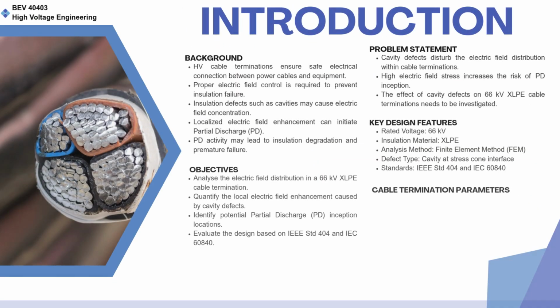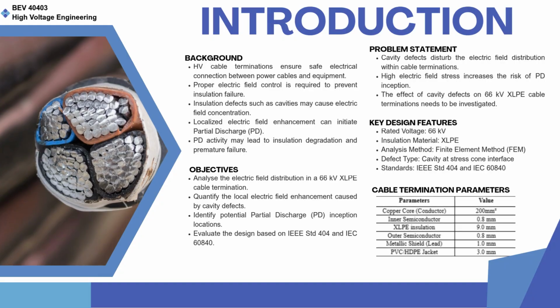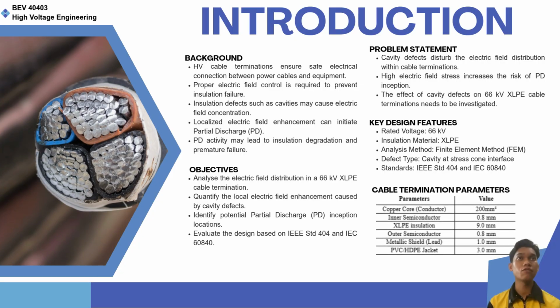We move to the first part, introduction. First, background. High voltage cable termination provides a safe connection between power cables and electric equipment. Proper electric field control is required to prevent insulation failure. However, cavity defects can cause electric field concentration, leading to partial discharge (PD) activity and insulation degradation.